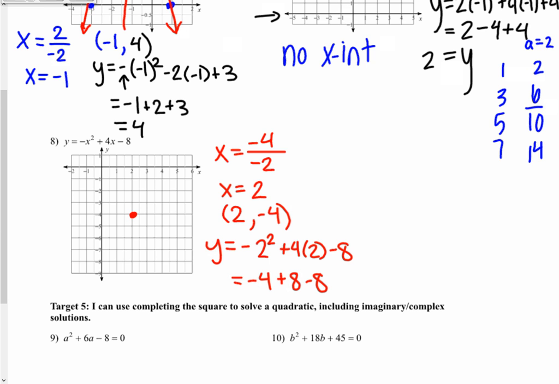I know that this graph is also being reflected, so it's going to be going down. If this graph is going down, then it's not going to ever cross the x-axis. So again, I'm not going to have any x-intercepts. But I do have my y-intercept, always your constant in standard form, which is negative 8. So my y-intercept is at 0, negative 8.